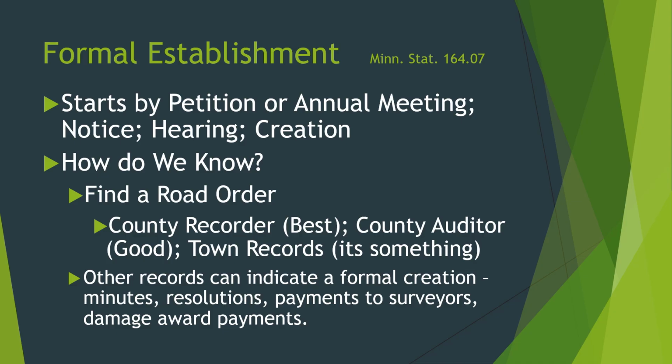For documents, I've mentioned the road order already. That's the primary thing you'd look for, but you could look for other things. It could be in minutes or resolutions in the township that would make some kind of reference to it. You could have invoices for surveyors, for attorneys, or for the company that you'd hire to build the road. You might have damage award payments. So you could look back at financial records in the town to see if you made any damage awards. This could be a reason that you'd make those.